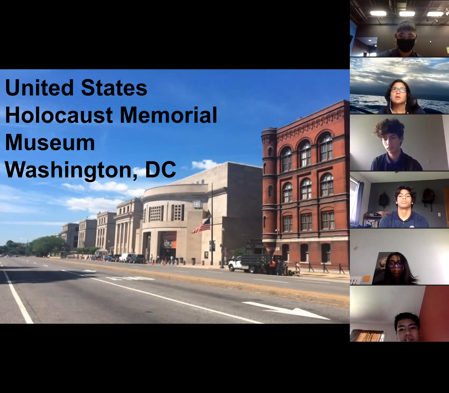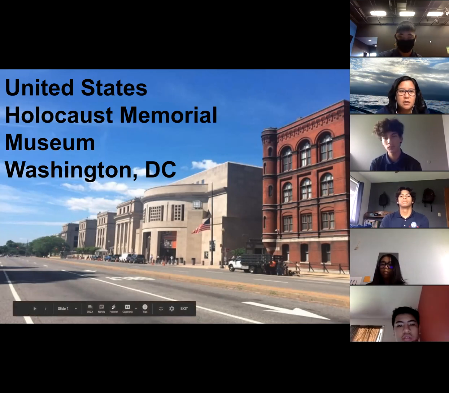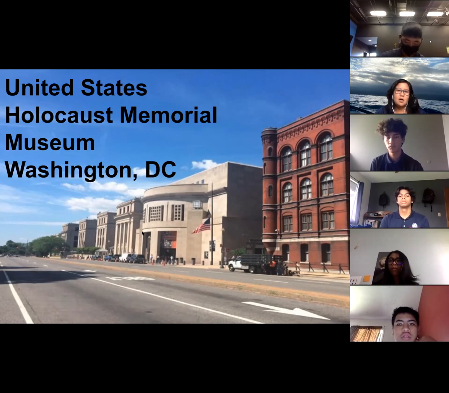So if you walk up to the Lincoln Memorial and you turn to your left and walk 2 blocks down the road that way, you'll see this red building. So you guys can see this, yeah? You can see the red building, right? And then next to it, that's the Holocaust Museum. Okay, it's about 5 or 6 stories.